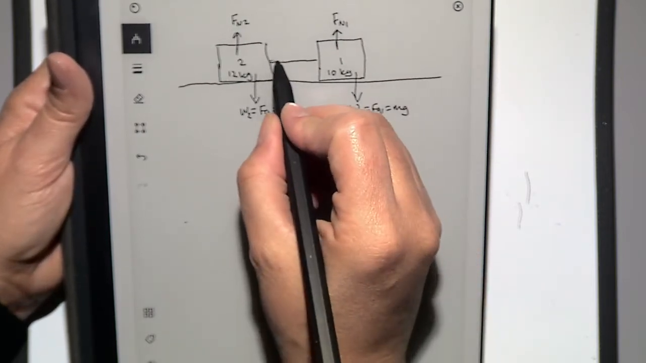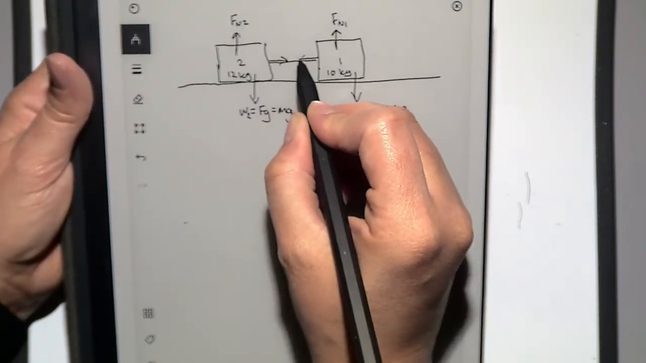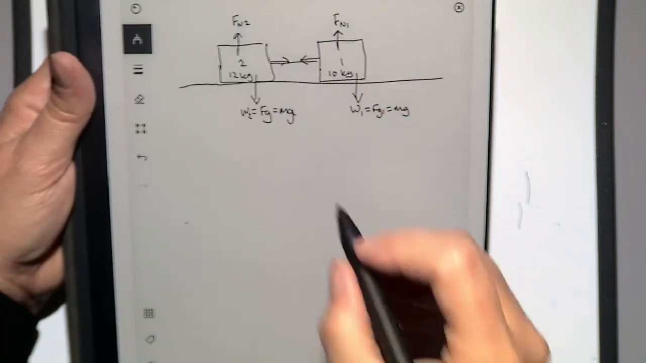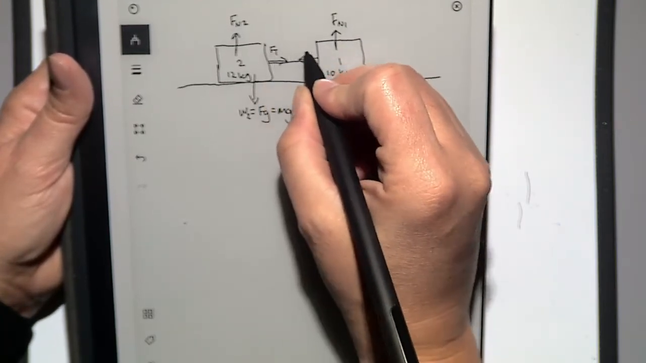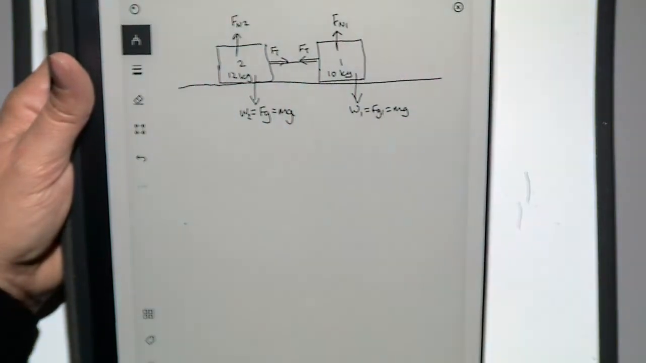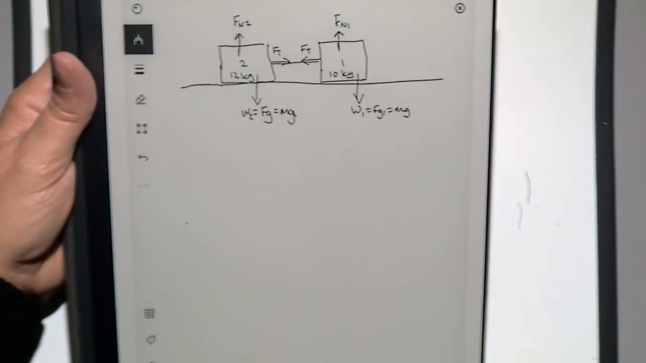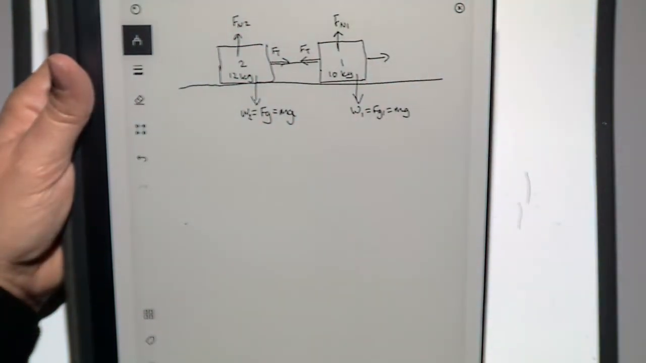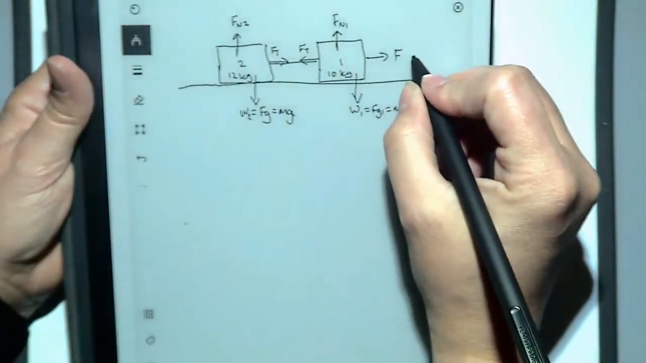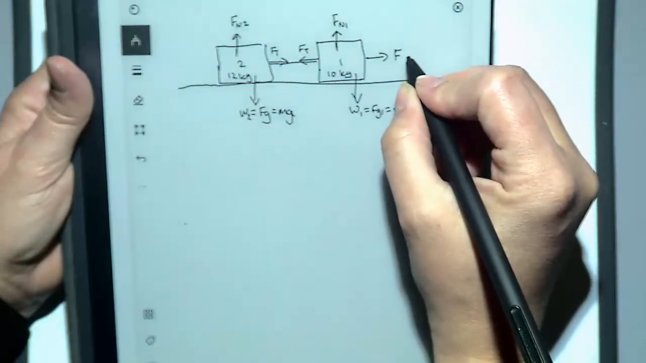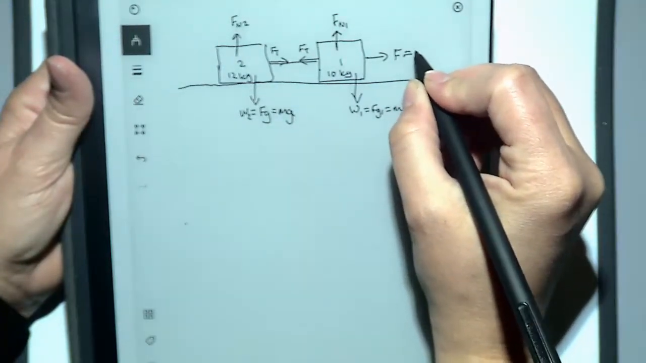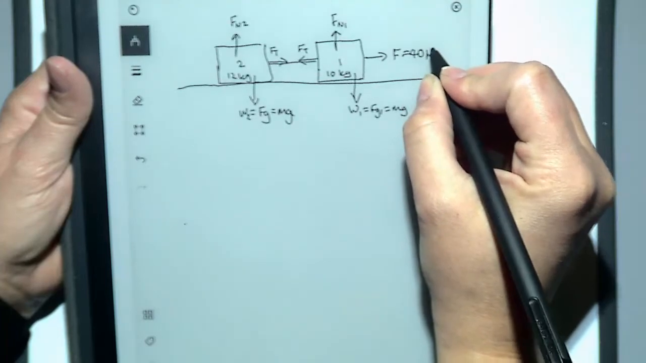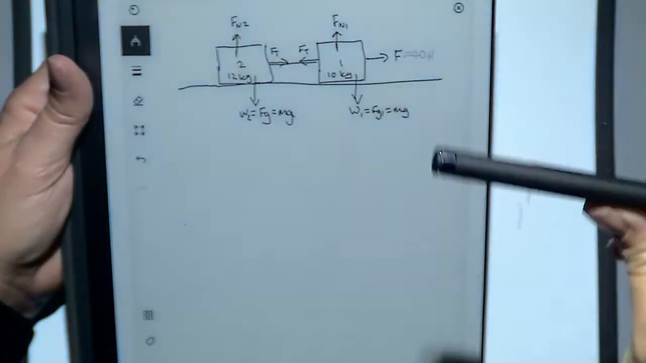And then we also have this tension force. Now we know from Newton's third law that this tension force is going to be equal to this tension force, because they have to be equal and opposite. And then we're given a force that it's moving across the table. So this force here is equal to 40 newtons.